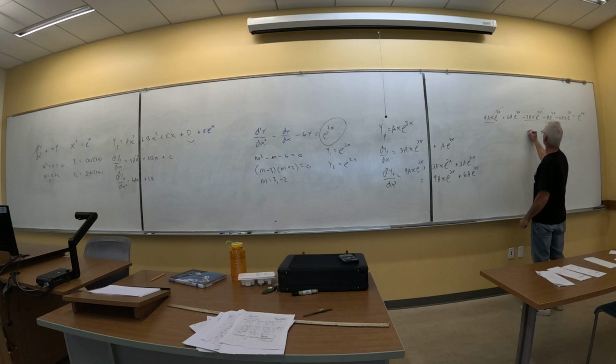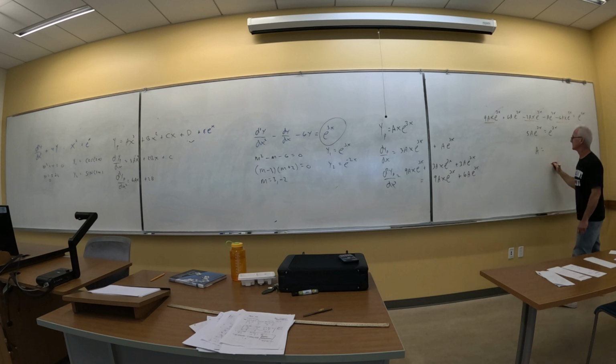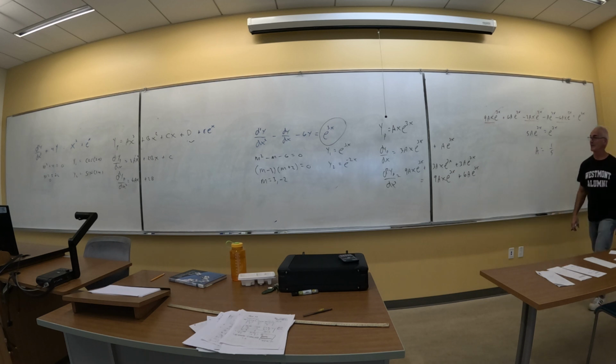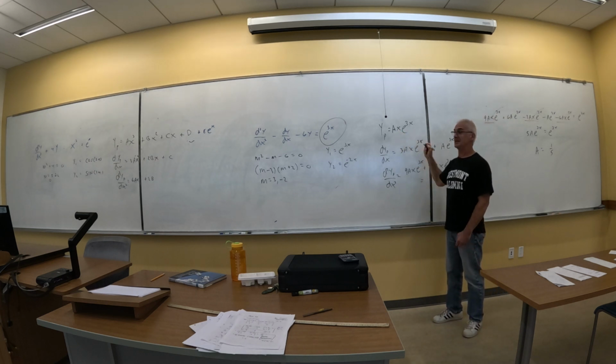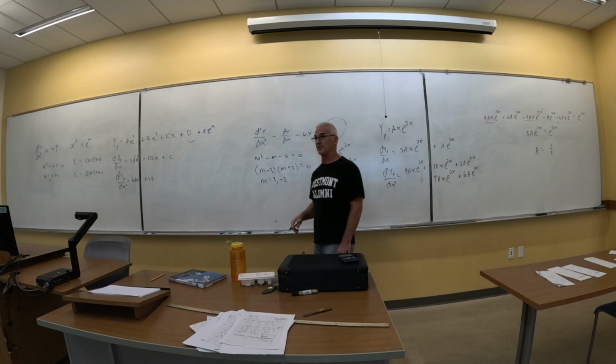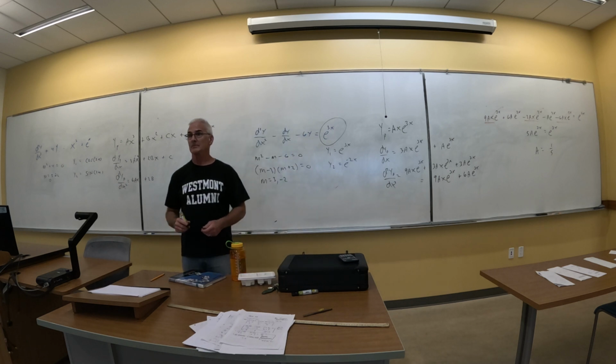6a minus 8, so that's 5a e to the 3x, and that's supposed to equal e to the 3x, so a equals 1/5? Beautiful. So we figured it out. So our particular solution is simply 1/5 x e to the 3x. This would not have worked if we didn't throw in the x.